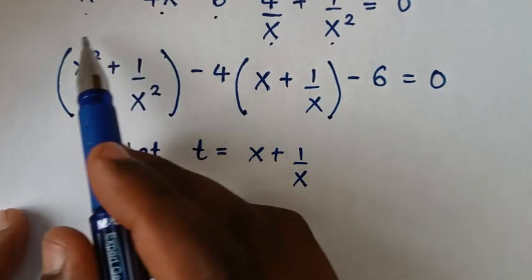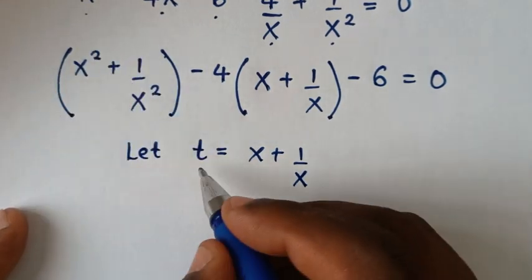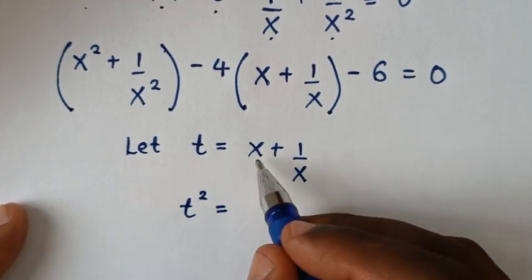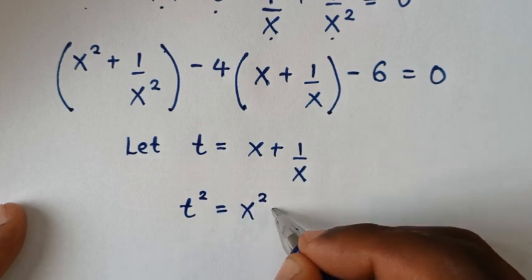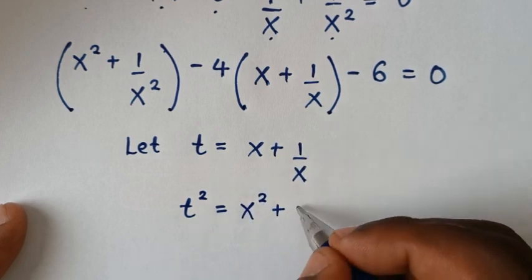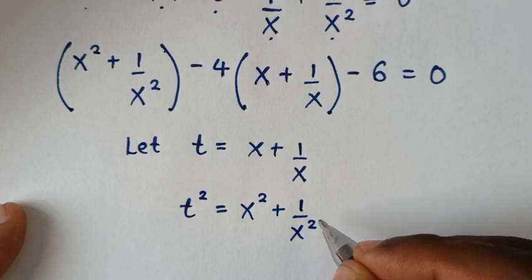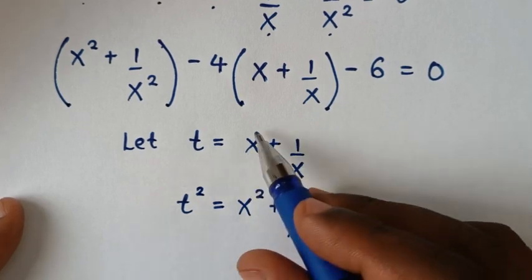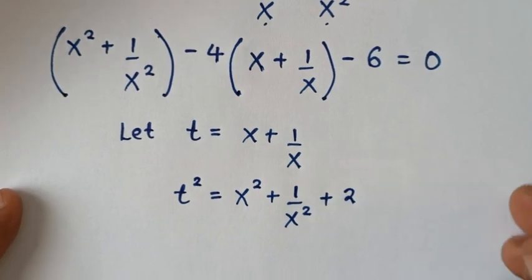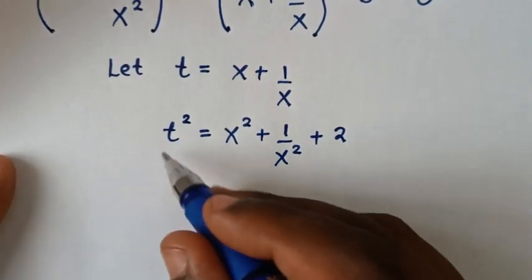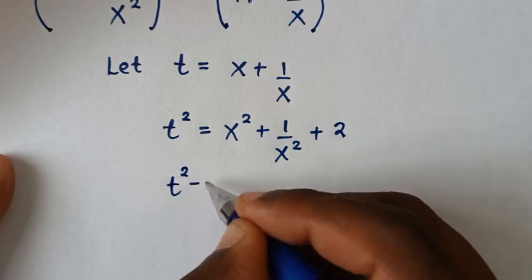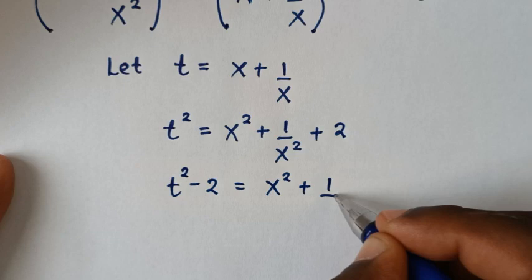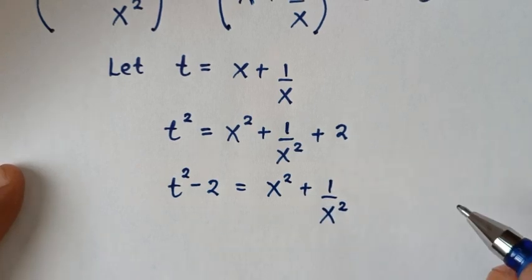Then to get this part here, we'll square on both sides, so t² is equal to the square of this. It will be x times x is x², plus 1/x times 1/x is 1/x², then plus 2 times x times 1/x. This will cancel, so here it will be plus 2. Then we'll take this 2 to this side, so t² − 2 is equal to x² + 1/x².